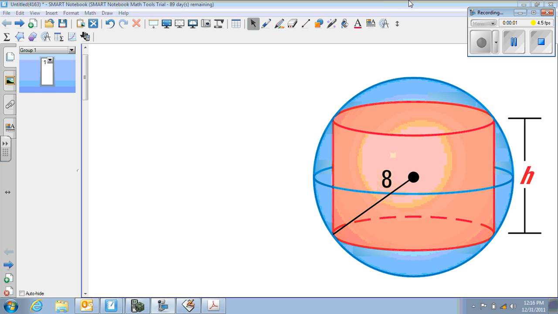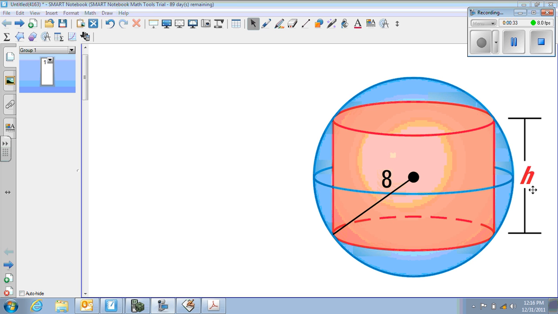This is problem number 44 on chapter 5.8. It says, a cylinder is inscribed in a sphere of radius 8. Write an equation for the volume of the cylinder as a function of h, that's the height of the cylinder. Find the value of h that maximizes the volume of the inscribed cylinder. That's an interesting problem. What is the maximum volume of the cylinder?